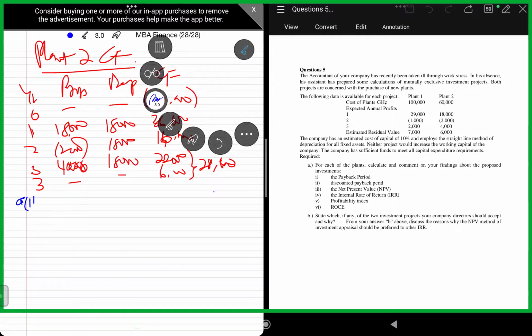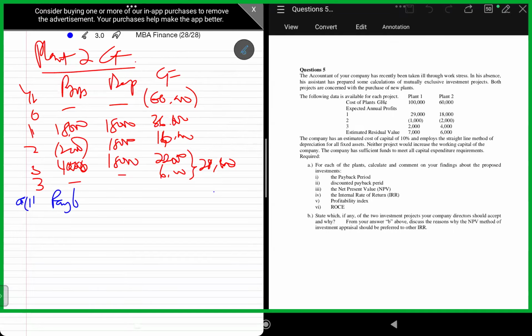What is payback period? Payback period simply means how long, period. Let me use PBP. How long the business will take to pay back or to recoup or to get back the 60,000 it has invested. Right? So I'm doing payback period for plant one. So I write the years, year zero, year one, year two, year three.